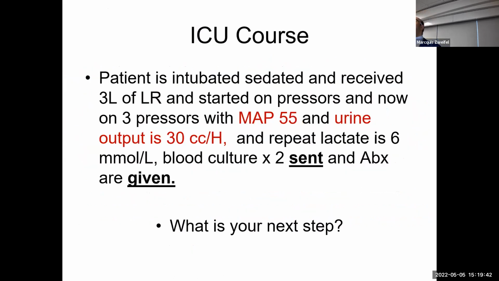Now your patient is intubated, sedated, and received 3 liters of LR, and started on pressors. Now he's on 3 pressors, MAP 55, urine output is 30 ml. Is it enough? No, we need MAP 65 and urine output for a 100 kilo patient of 50 ml per hour. You sent blood cultures and you gave the antibiotic. What's your next step? Steroid. We are very late for the steroid action.